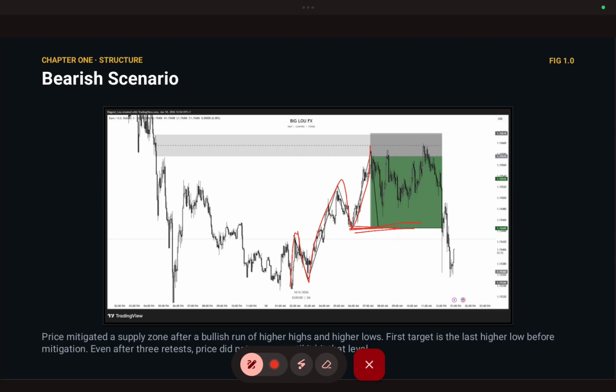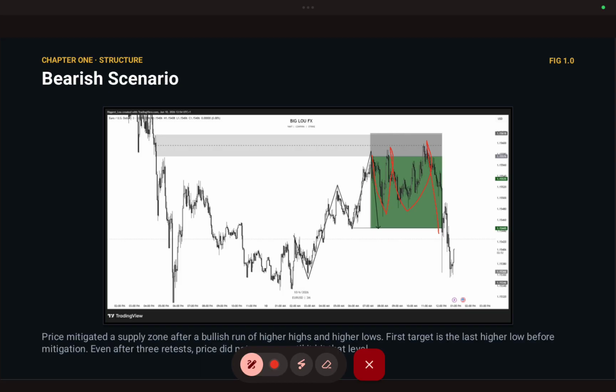And what did price do? Price dumped to it. Price did not immediately clear that low. What price did is that price mitigated our supply zone, came back a little bit, mitigated it again, came back again, mitigated it again before giving us take profit.